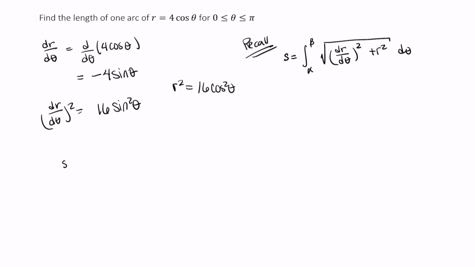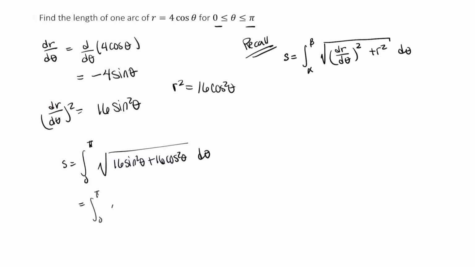All right, so let's set up our arc length formula. This is the integral from 0 to pi of the square root of 16 sine squared theta plus 16 cosine squared theta, d theta. Now this can be simplified. This is the square root of 16 times (sine squared theta plus cosine squared theta), d theta. And then this entire quantity here is just 1. 16 times 1 is just 16.